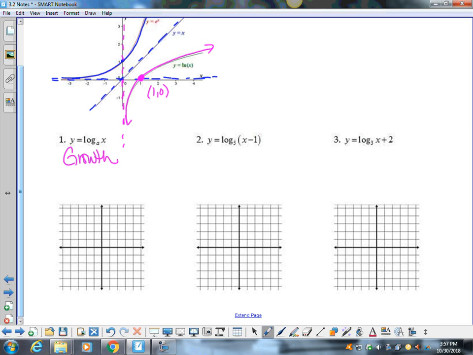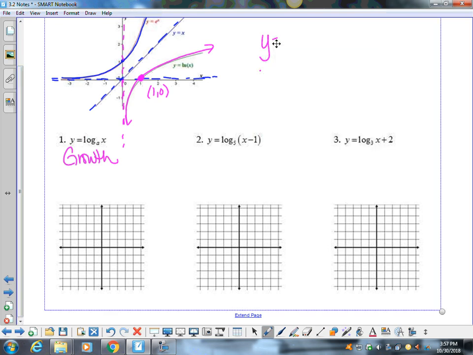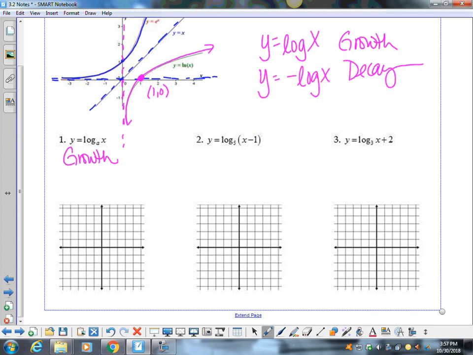So let's write that down. So log, this is growth. And this is decay. And decay is going to start tall and hit the point and come down like that. So this is your growth, and this is your decay. But they both still follow that asymptote, and they both still go through that point.